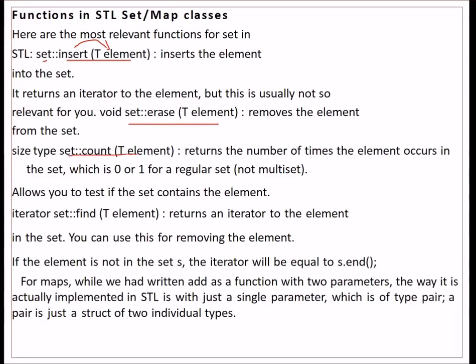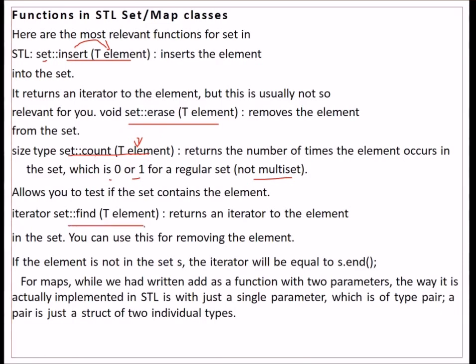Then you have set count, and you have the element here. In all these three functions, you have the parameter as the element, so you are counting the element. It returns the number of times the element occurs in the set, which is generally 0 or 1 for a regular set. For a multiset, it will not be so because there will be multiplicity. And this allows you to test if the set contains the element or not.